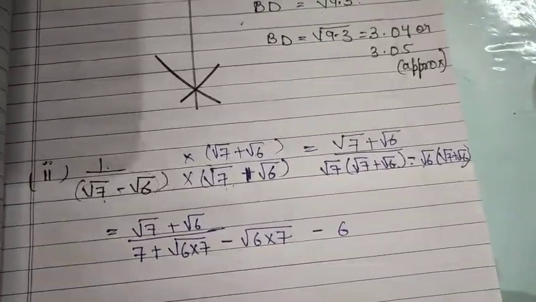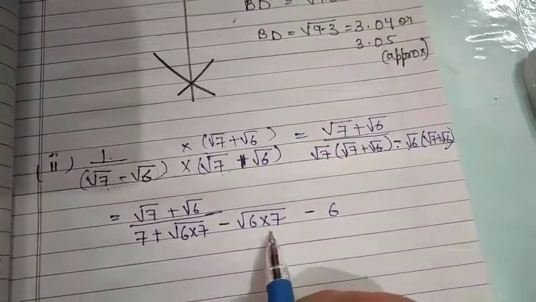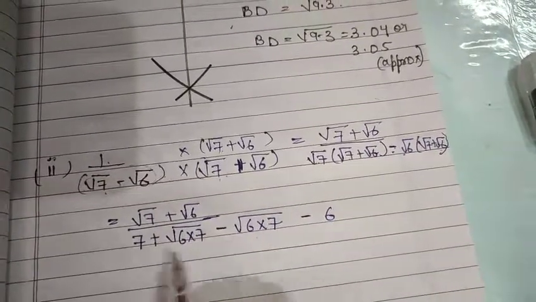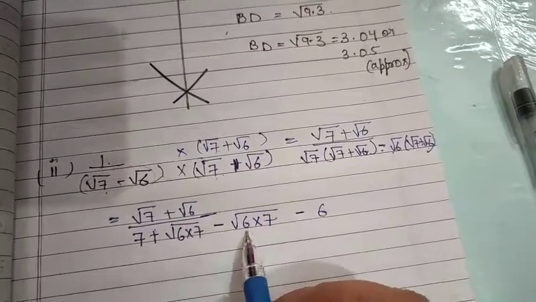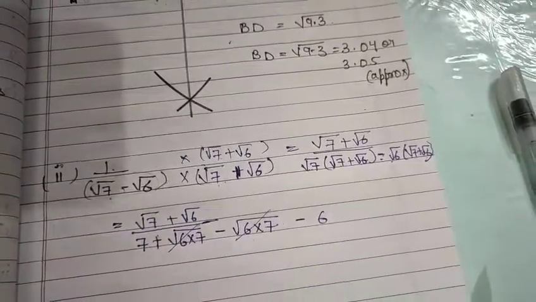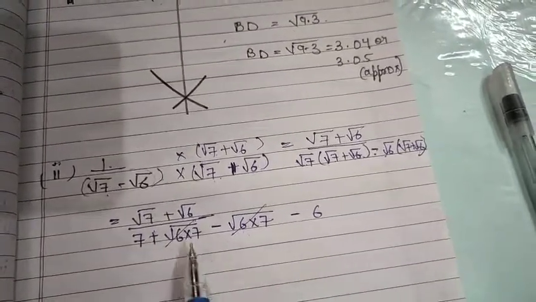I hope you are understanding it. Now look, this multiplication and this multiplication are the same. 6 sevens are 42, here also 42, but this one is of plus sign. Plus root 42 and minus root 42, so both will cancel out. Plus 42 minus 42 is 0. This is the same.